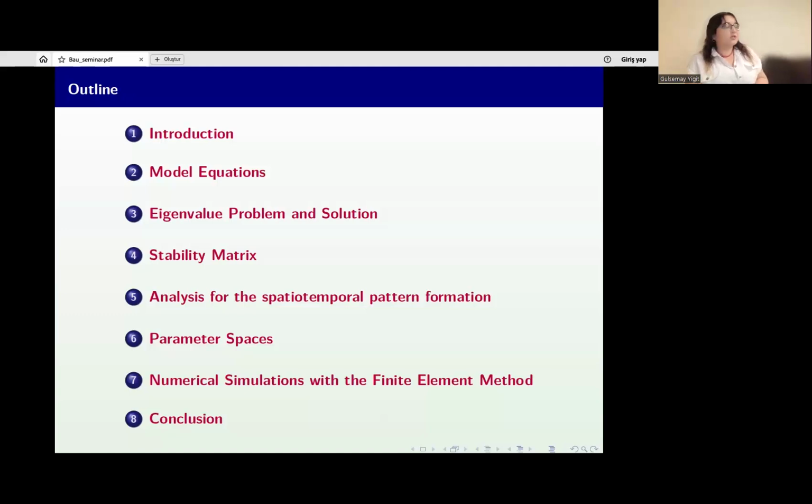So this is the outline. I will give a brief introduction with the biological motivation, why we are working on this, and then I'll show you the mathematical model. To understand the patterning dynamics of our model, we need the eigenvalue problem and its solution. I'll talk about that, and then we will arrive at the stability matrix, which is necessary to understand spatial and spatiotemporal pattern formation. With the help of our analysis, we can generate our parameter spaces. Then I will show you my numerical simulations obtained by the finite element method. I'm not going to go into the details of the finite element method; rather, we use it here to verify our theoretical findings. Then I'll show you my conclusion, what I'm working on at the moment, and what I plan to do in the near future.